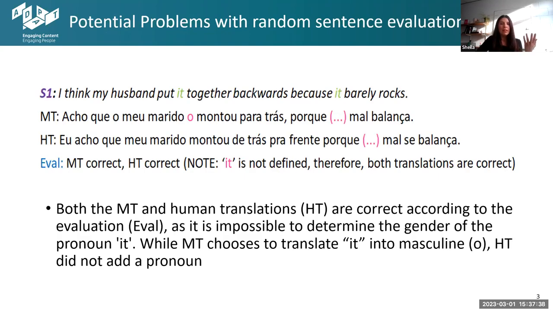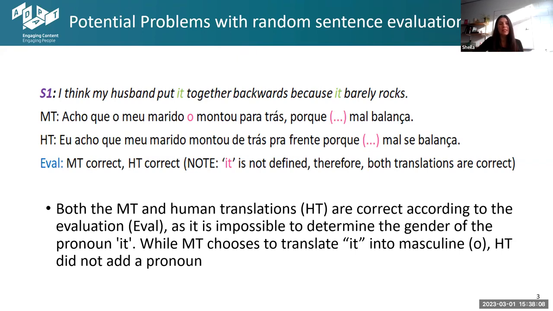So here we have an example of misevaluation. If you look at the source sentence, "I think my husband put it together backwards because it barely rocks." I'll apologize, all my examples are in Portuguese because that's the language I did the research on. Portuguese is a language that has gender and number and all these shenanigans.